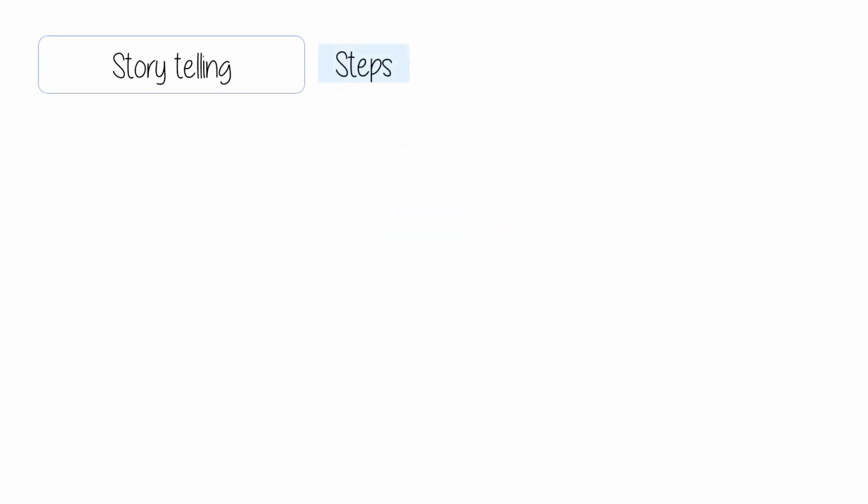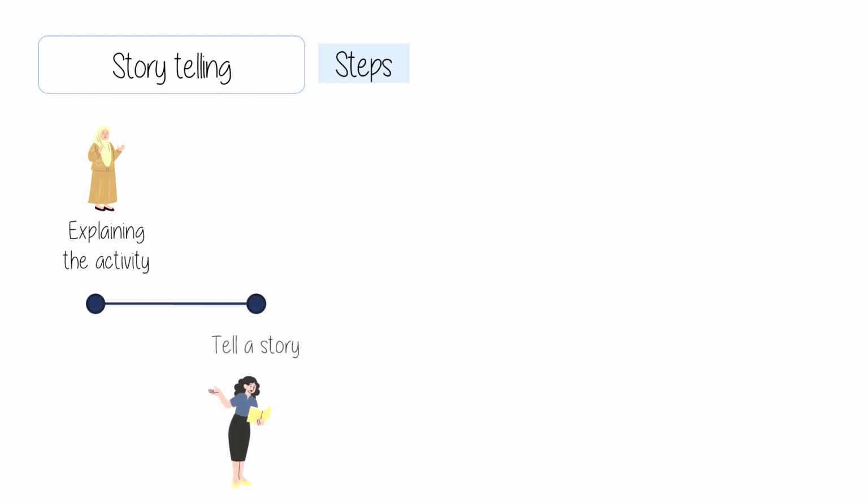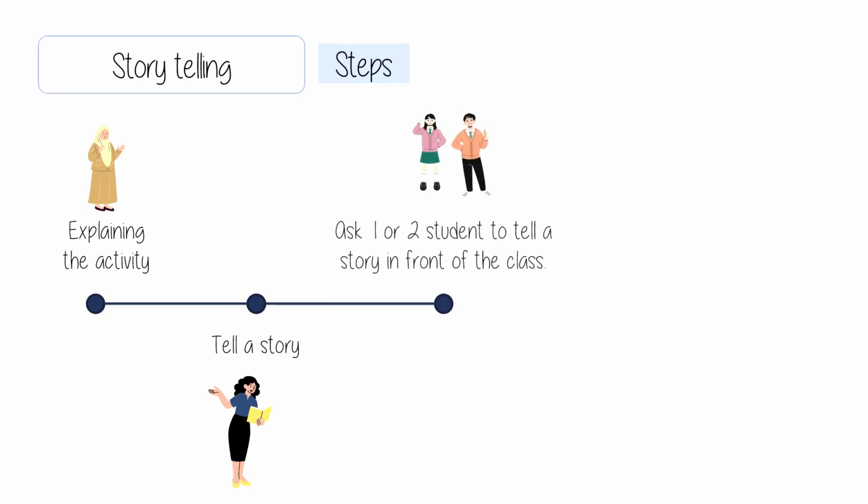The first step is explaining the activity. As a teacher, we should explain what we are going to do today, what the students' tasks are, and so on. The second step is to tell a story. The story can come from the textbook or maybe from the internet. Next, we can ask 1 or 2 students to tell the story in front of the class and make sure that the students use their own language.